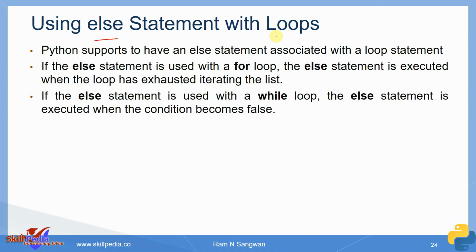Using else statement with loops. Python supports having an else statement associated with a loop statement, that we have discussed in while also. If the else statement is used for a for loop, the else statement is executed when the loop has exhausted all elements of the list. If the else statement is used with a while loop, the else statement is executed when the condition becomes false. That's what we have studied.